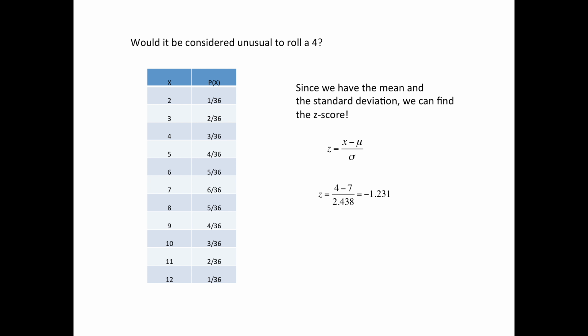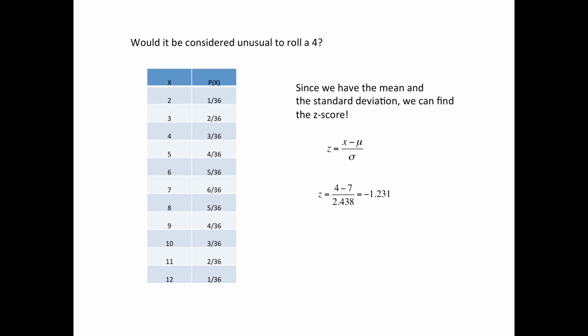Well, now that we have the mean and the standard deviation, we can answer questions like this. Would it be considered unusual to roll a 4? You may recall the word unusual means we get to use the z-score. That's right. Remember the good old z-score? So you take the score minus the mean divided by the standard deviation. So for us, I'm asking about a 4, so that's going to be x. So it's going to be 4 minus the mean of 7 divided by that standard deviation that we just got, and z turns out to be negative 1.231.